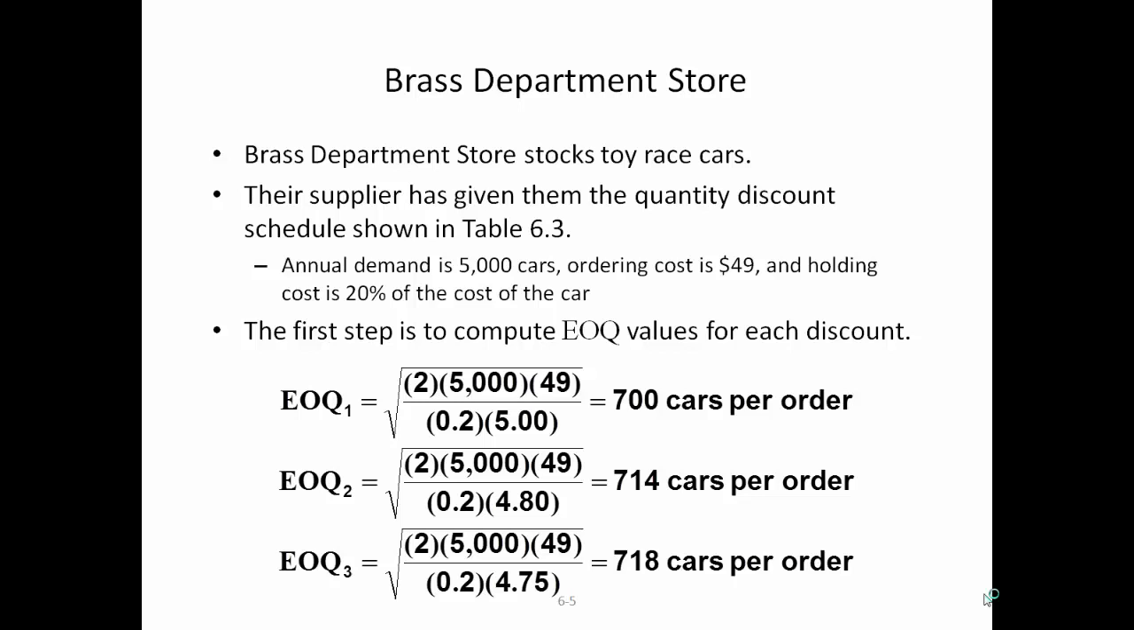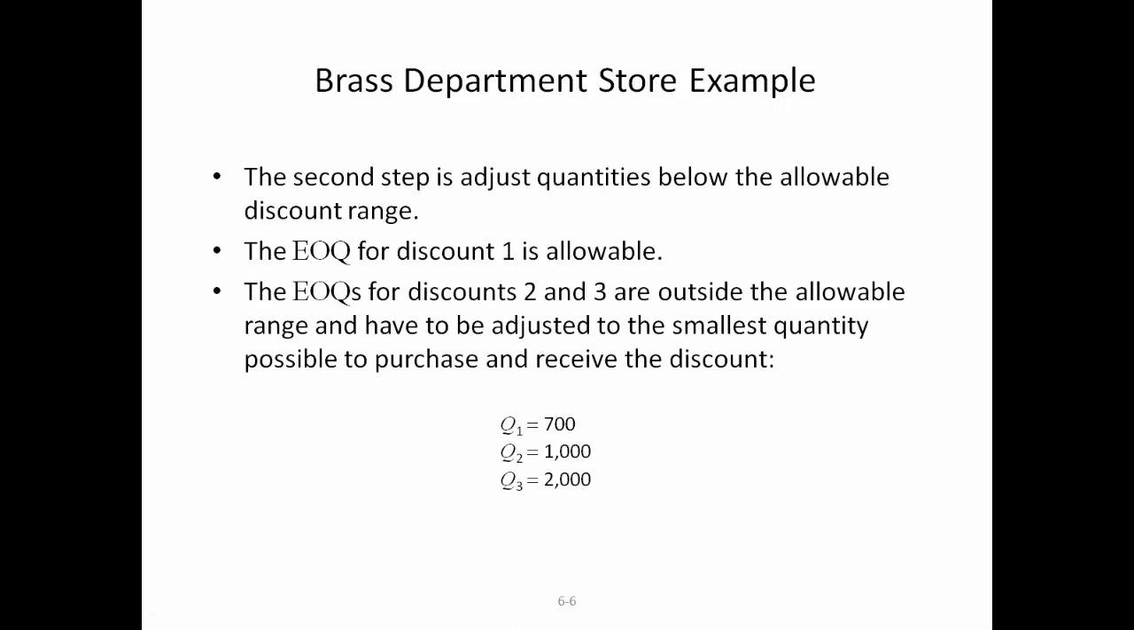So if we compute, we see our economic order quantity for the different values associated with our quantity discounts. And so you see here we have our quantity discounts. The next step is to adjust the quantities below and see what happens. So the economic order quantity for the first discount and the second economic order quantity for the second and the third. These are the allowable ranges in which the discounts can occur.